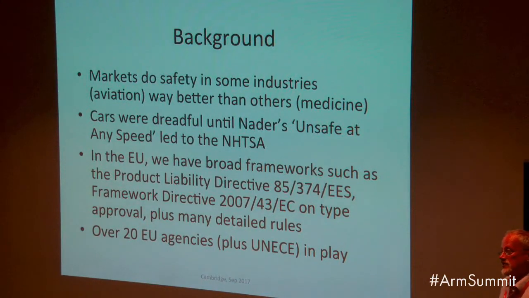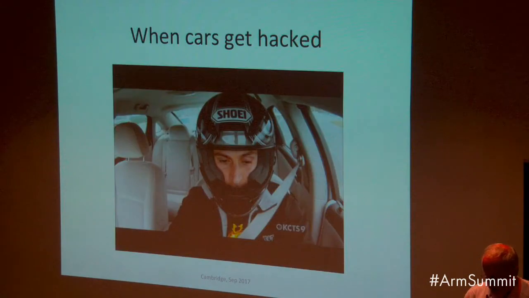In the European Union, we had a different trajectory, but we've got a bunch of general laws such as the Product Liability Directive, which says you can't click away liability for bad things that cause death or injury, and the Framework Directive on Type Approval, which is what regulates the approval of cars for Europe's roads. And there's over 20 European Union agencies, plus some other agencies as well, involved in this. So it is a big, entrenched bureaucratic apparatus.